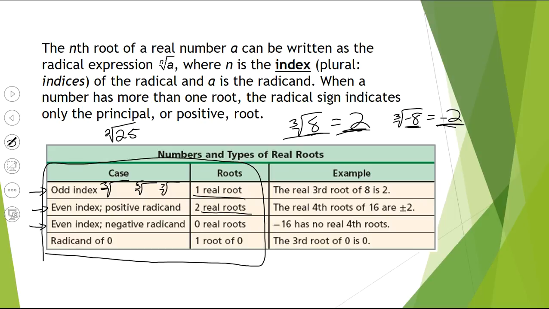And of course, even index but with a negative radicand. So for instance, the square root of negative 25. It's an even radical because it is a square root, but it has a negative on the inside. This has no real roots because this technically has imaginary roots. We talked about that in previous videos as well. You can't take the square root of a negative number. You can't take any even index of a negative number. They would all be imaginary roots, but we're not going to talk about imaginary roots. We're just going to stick with the real roots today. Okay.